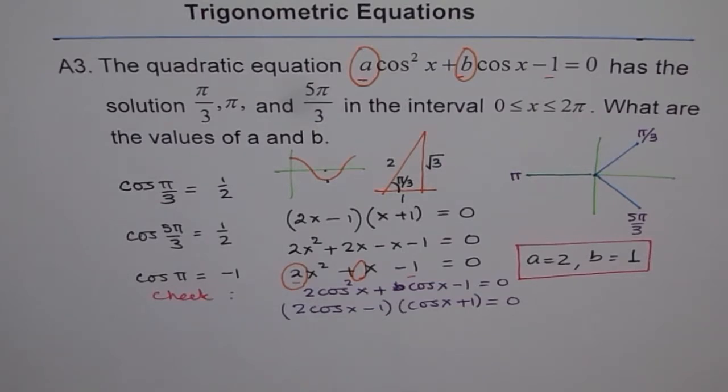See how we got it. So it's an interesting twist. Normally, you have to find the angle and you are given the equation. Here, you are given the solution and you have to find the equation.